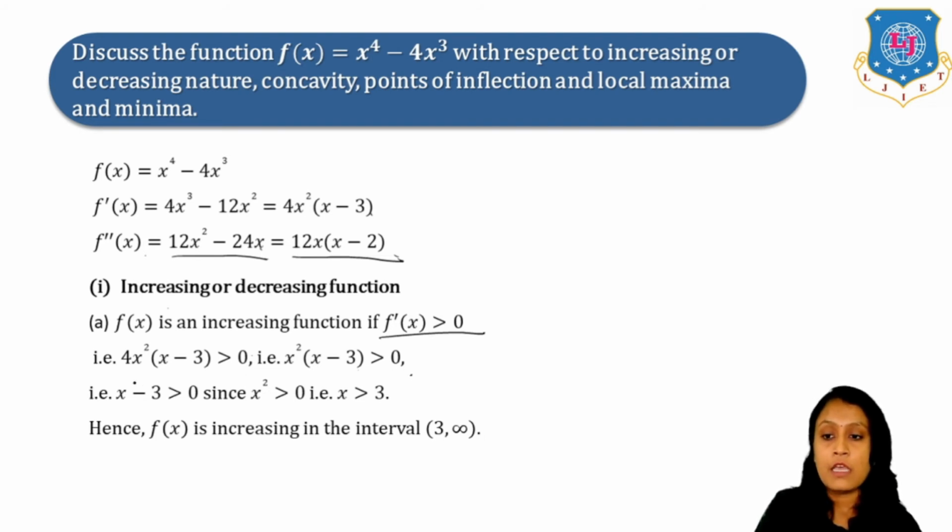So from this we can say that x - 3 is greater than 0. Why? Because x² is always greater than 0. So from this we can say that x is greater than 3. So the function f(x) is increasing in the interval 3 to infinity, right? Because we have x greater than 3. So from 3 to infinity this function f(x) is increasing.